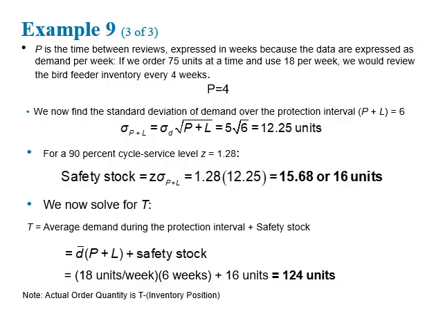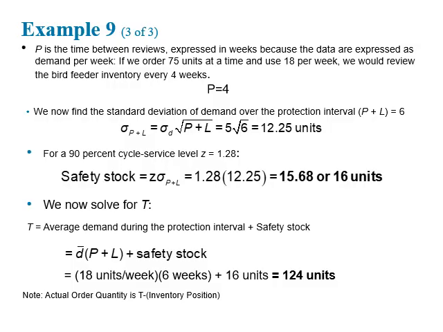If we multiply the square root of 6 by 5, which is the standard deviation of daily demand, that'll give us the standard deviation of demand during the protection interval. So sigma of P plus L is 12.25 units. With a 90% service level, we're going to multiply the 12.25 by 1.28, which is the appropriate z-score, and we end up with 16 units of safety stock, which enables us to solve for our target inventory level.